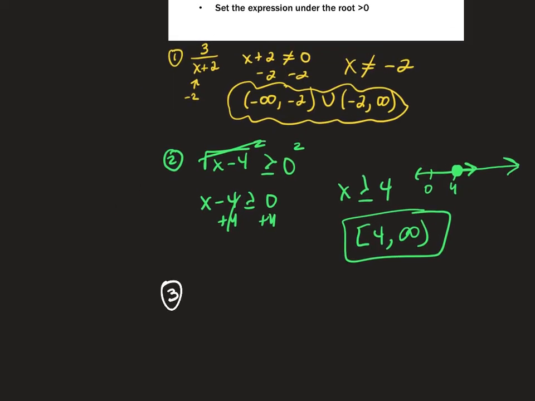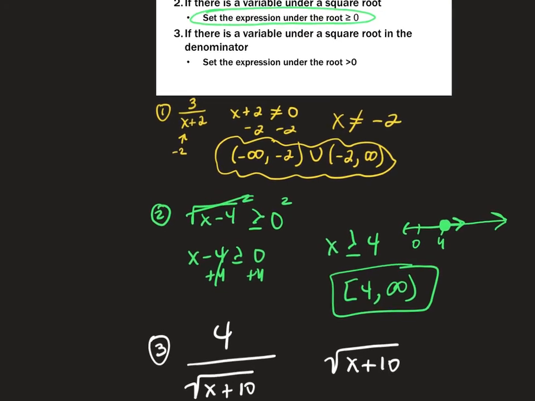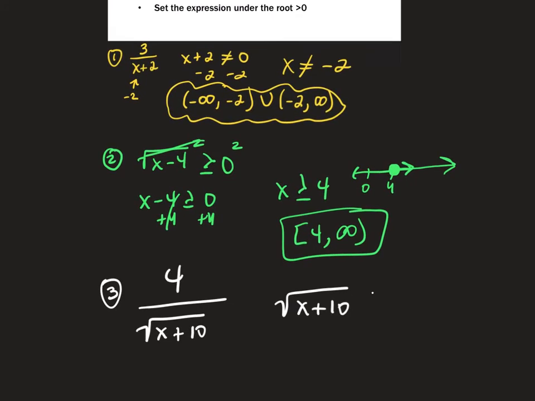If I had, I don't know, 4 over the square root of x plus 10. First question you ask is, is there a variable in the denominator? And we go, oh, shoot, there is. But this is a special kind because it's underneath a what? The variable's underneath a what? It's underneath the fraction. It's in the denominator. So in this case, guys, it tells us to take the square root and to set it what? Just greater than 0.